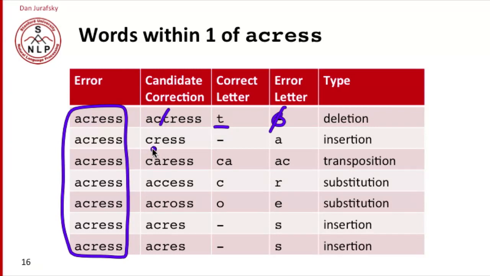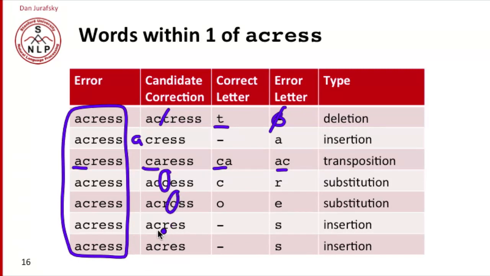Here, the proposed candidate is the word cress, the kind of vegetable. To turn cress into acress, we have to insert an A. So here we had a deletion, here we had an insertion. How about caress? To turn caress into acress, we turn a CA into an AC. So we have a transposition of CA and AC. The word could have been access. Here we have a substitution. This C turned into an R. Or another substitution, the word could have been across and the O turned into an E.